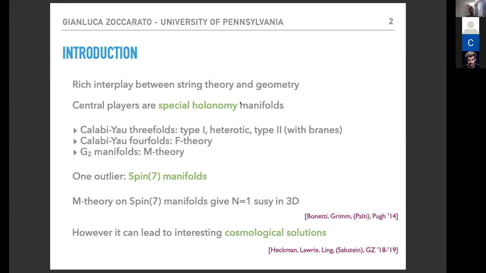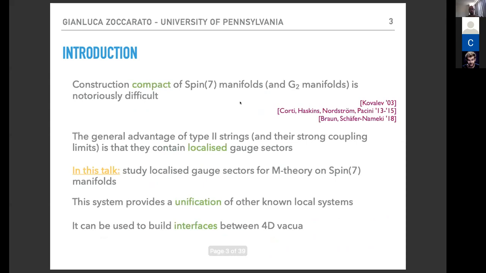And there were attempts of having an F-theory kind of limit for this kind of vacua. It's also interesting that it's possible to build some interesting solutions, which we did in a couple of papers, but I'm not going to cover this. The main difficulty with Spin(7) and also G2 manifolds is that building compact examples is a very difficult task.